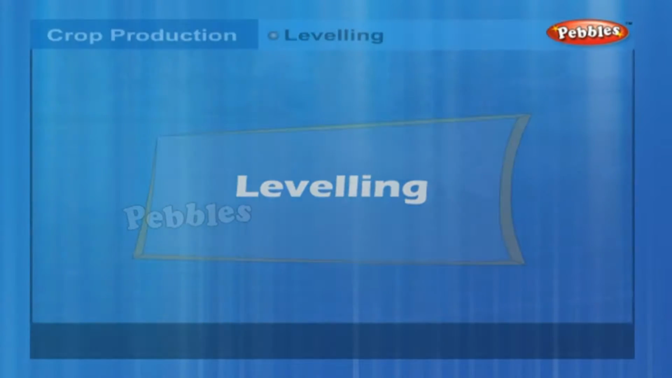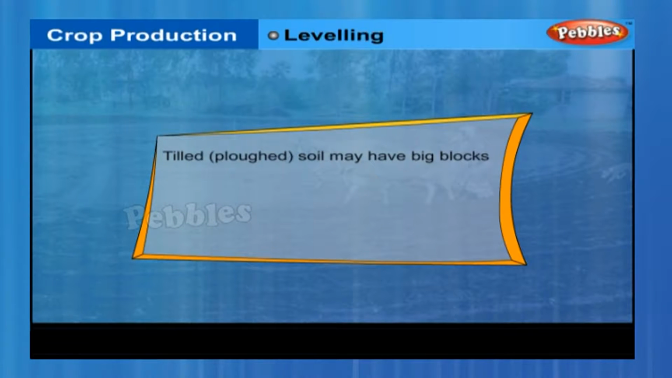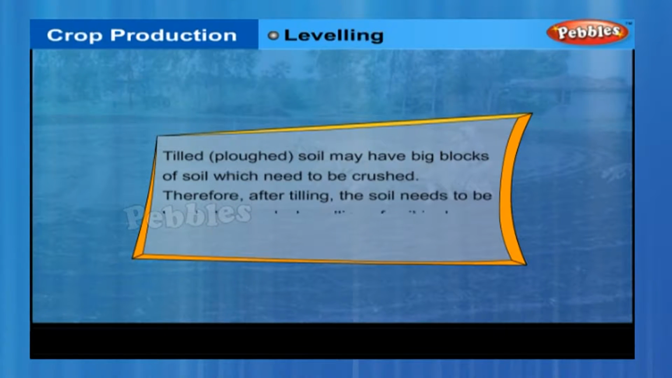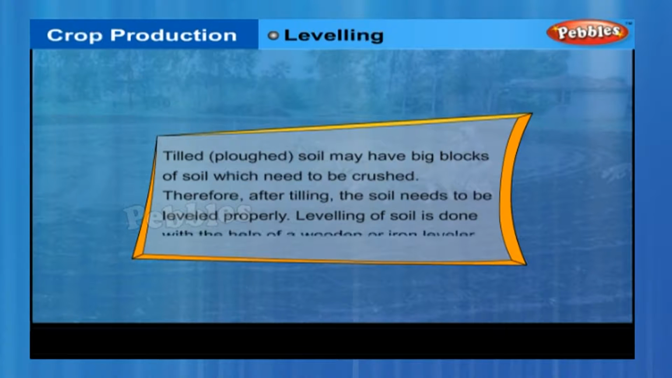Leveling. Tilled, ploughed soil may have big blocks of soil which need to be crushed. Therefore, after tilling, the soil needs to be leveled properly. Leveling of soil is done with the help of a wooden or iron leveler.